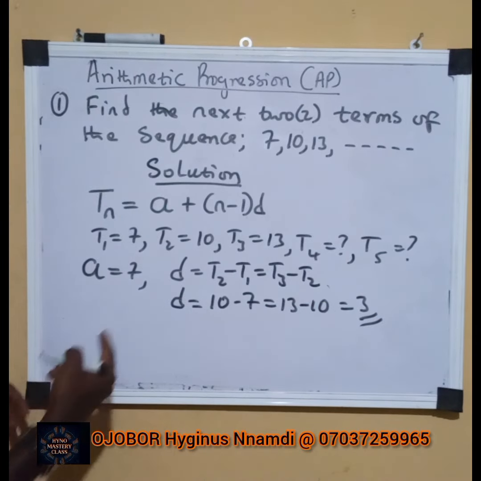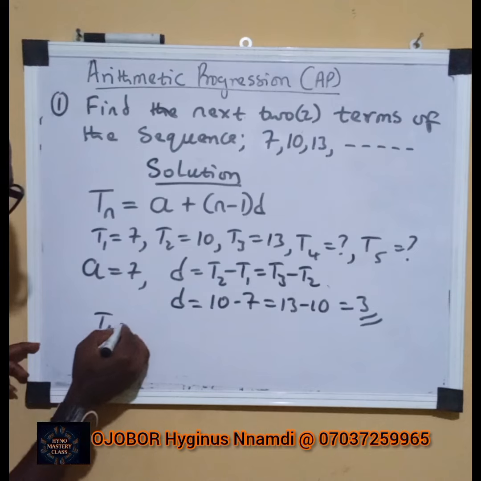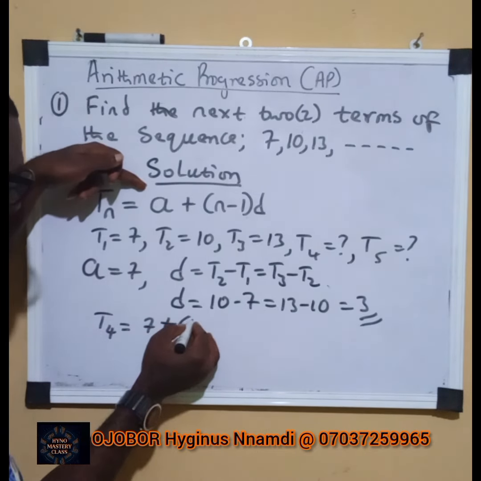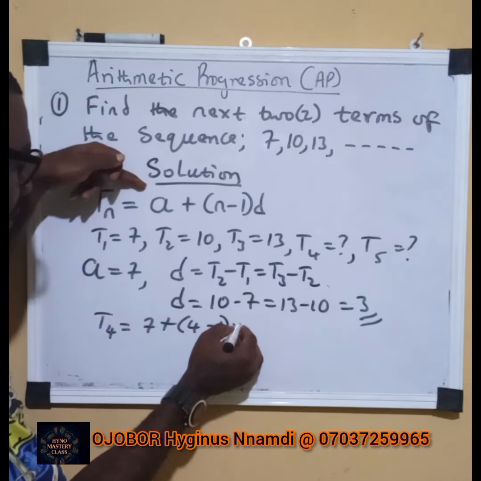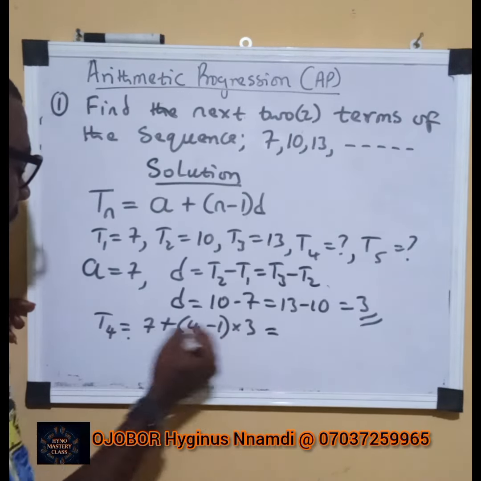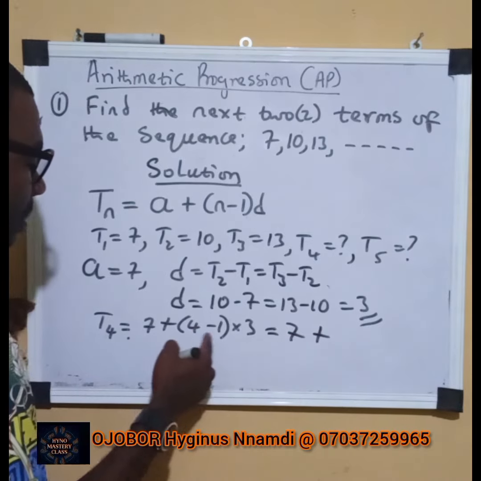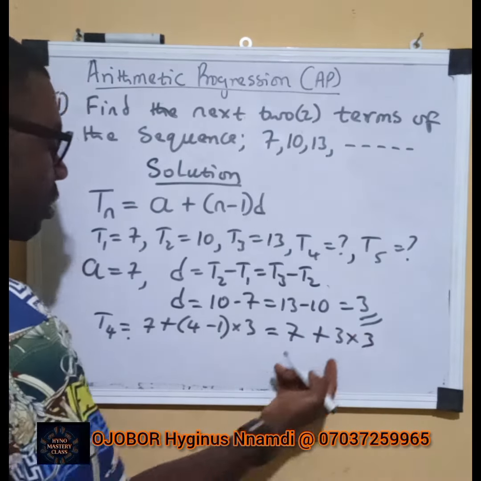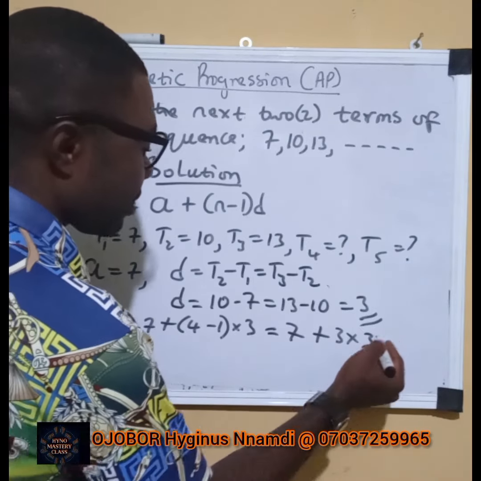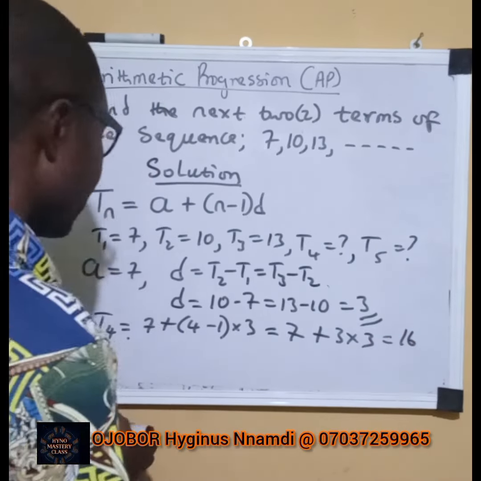So having gotten that, the fourth term, which is T4, is going to be equal to the first term using this formula. The first term is 7 plus (4 minus 1), and then the common difference is multiplied by d, 3. That is going to give us 7 plus 4 minus 1, which is 3, times 3. Of course, in your BODMAS maths, you do multiplication before addition. 3 times 3 is 9, plus 7 is 16. So the fourth term is 16.